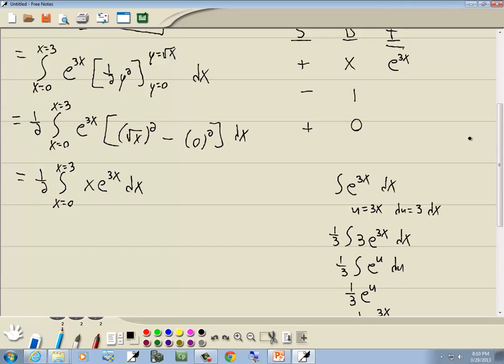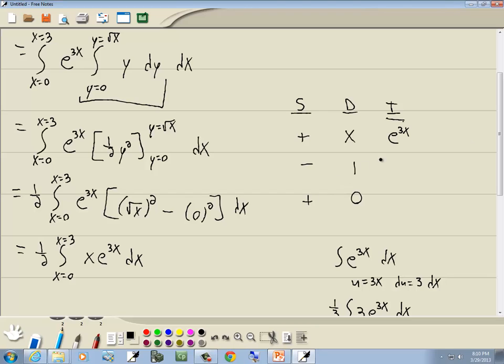Well, let's look at that. 1/3 e to the 3x. Basically, when I took the integral of e to the 3x, I just put a 1/3 in front of it. So when I take the integral again, this 1/3 right here just carries down, and then the integral of e to the 3x is 1/3 e to the 3x again, which is 1/9 e to the 3x.